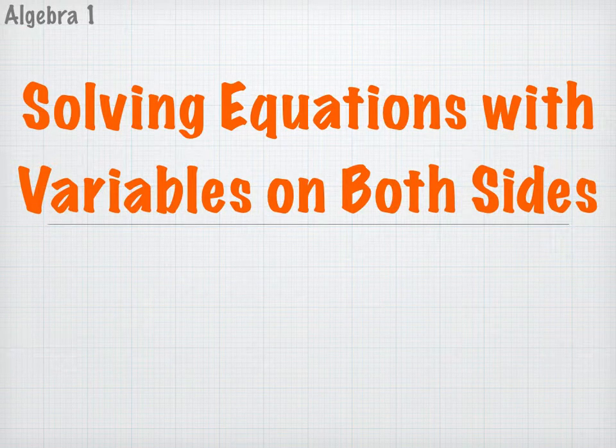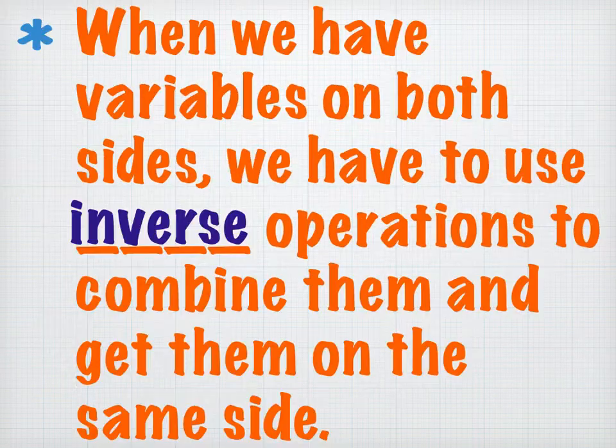This lesson is over solving equations with variables on both sides. When we have variables on both sides of an equation, we have to use inverse operations to combine them and get them on the same side. So our first goal when solving multi-step equations is to get all of our variables together, and then our goal, once we get them all together, is to then isolate the variable or get it by itself.